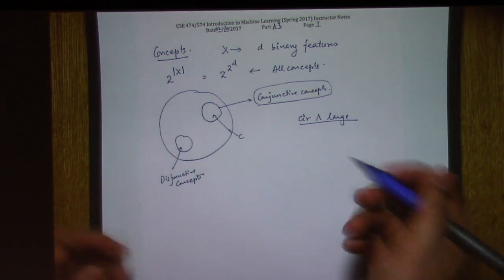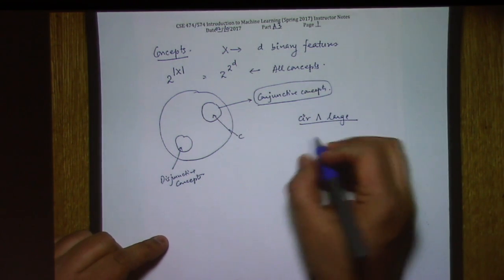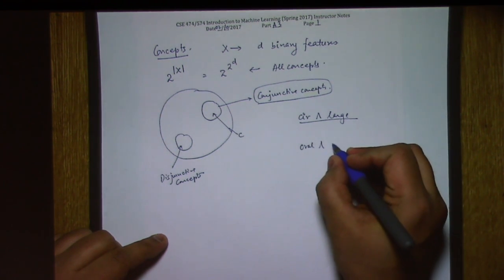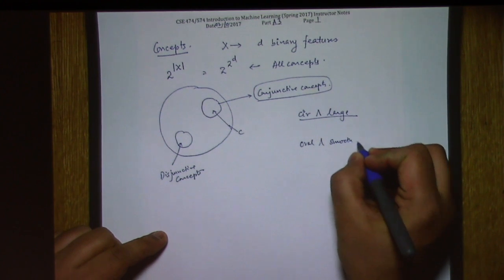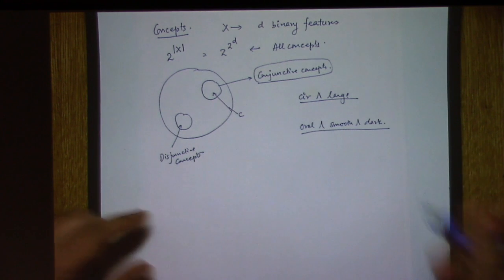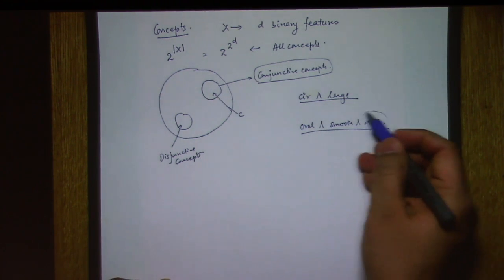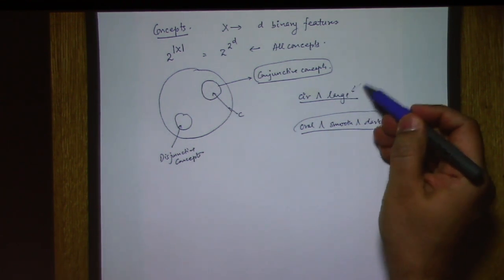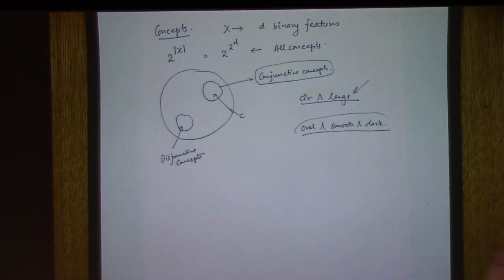You could have another concept which says oval and smooth and something else, dark. So that could be another concept, right? And this concept says that any tumor which is oval and smooth and dark is a malignant tumor. So maybe these are two different types of tumors and two different diseases. And this one is defined by this, right?